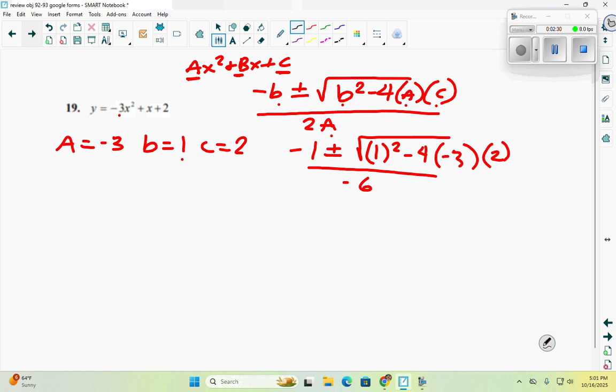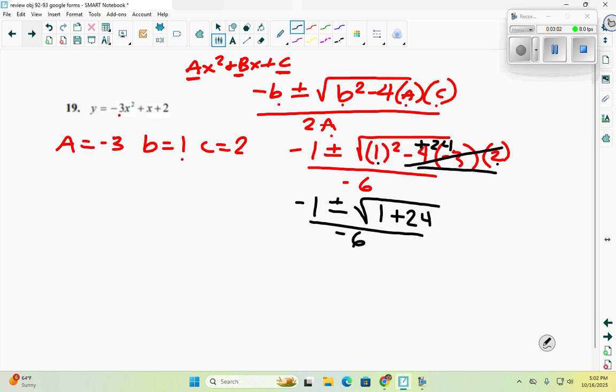Okay, so the first part in simplifying this down is to take care of this part first. Negative 4 times a negative 3 would be a positive 12. And then a positive 12 times 2 makes it 24. So all of this right here changes to a positive 24. Now looking at 1 squared, 1 times 1 is 1. So this is where I'm at right now. Underneath the radical, I have 1 plus 24, and all of that's over a negative 6. Well, 1 plus 24 actually is 25.